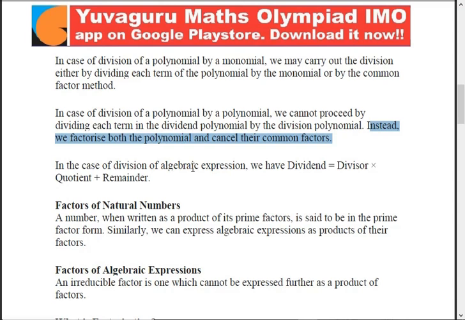In the case of division of algebraic expression, we have dividend equals to divisor into quotient plus remainder. Now this is not only for algebraic expression. Any number you divide, you will get the same answer. Means what? Suppose if you divide 11 by 2, what will happen? 11 is a dividend, 2 is a divisor. So 11 equals to 2 into 5 plus remainder 1. So it is true for everything.